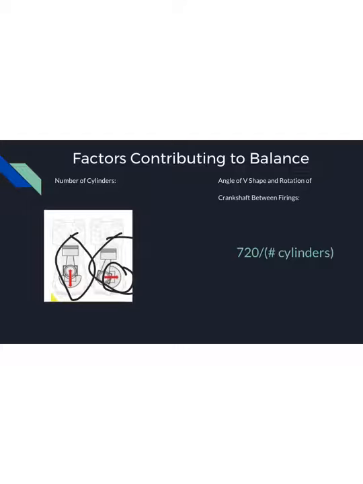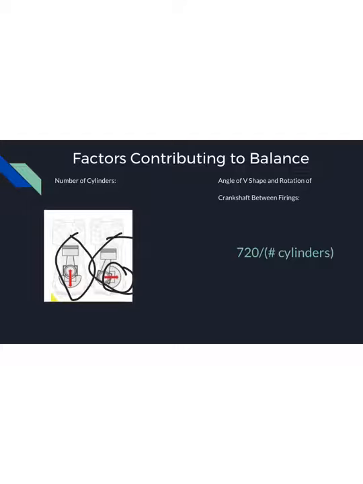And so this is why if there's an inline 5 or an inline 3, these engines will have an imbalance in these forces and have unnecessary vibration or noise. Now next, we have the angle of the V shape and the degree of rotation of the crankshaft between firings, and this is key in maintaining a balance of the firing forces, specifically in the V-shaped engines.